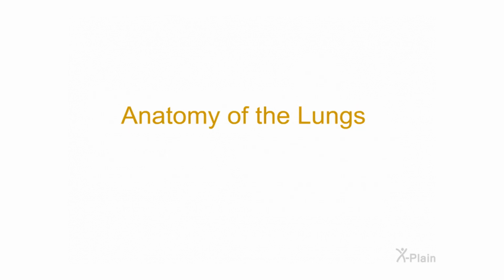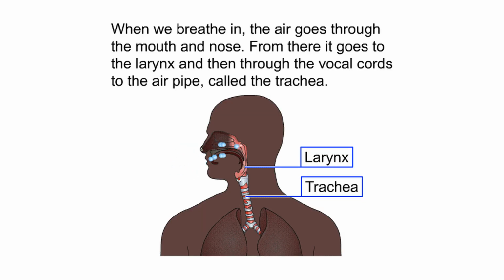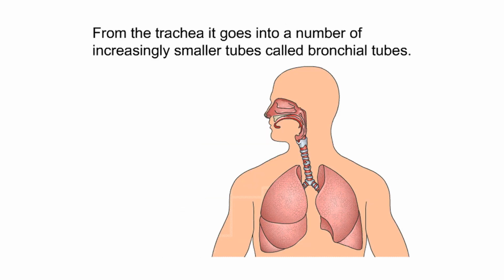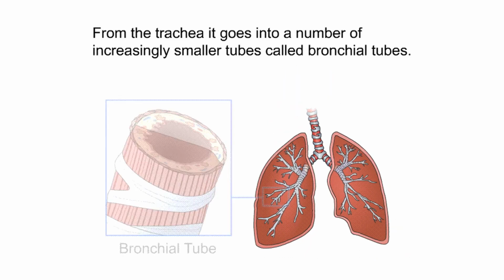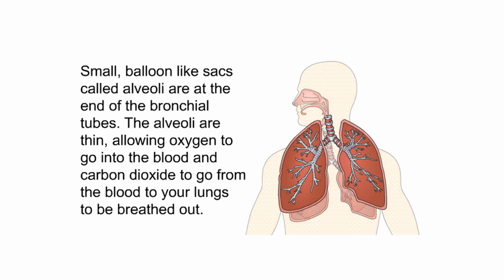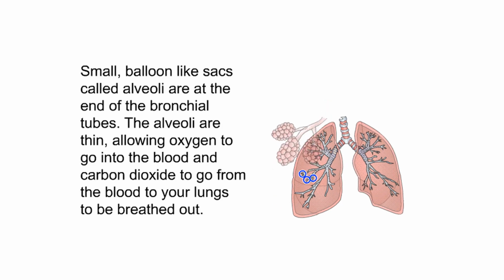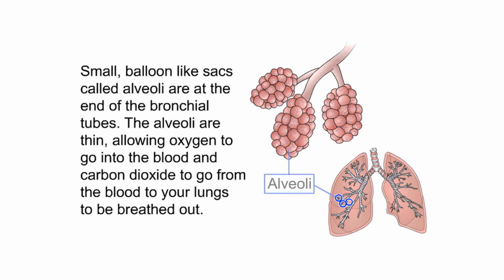Anatomy of the lungs. The lungs allow us to fill our blood with oxygen. The air we breathe comes in close contact with the blood in our lungs. When we breathe in, the air goes through the mouth and nose. From there it goes to the larynx and then through the vocal cords to the air pipe, called the trachea. From the trachea, it goes into a number of increasingly smaller tubes called bronchial tubes. Small balloon-like sacs called alveoli are at the end of the bronchial tubes. The alveoli are thin, allowing oxygen to go into the blood and carbon dioxide to go from the blood to your lungs to be breathed out.